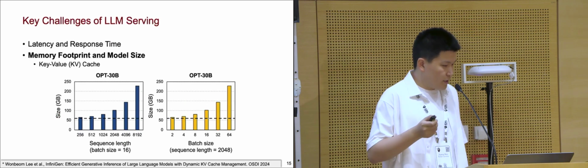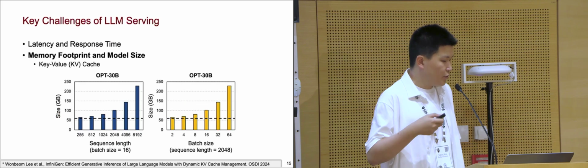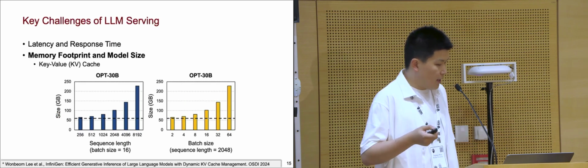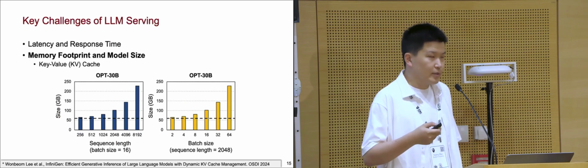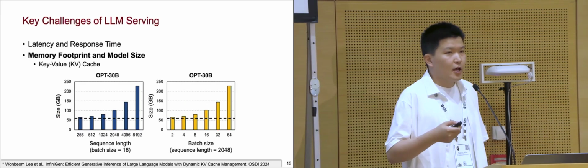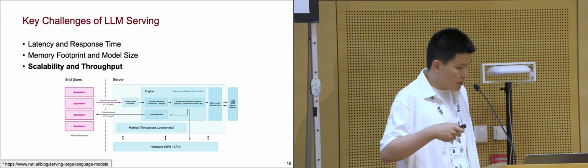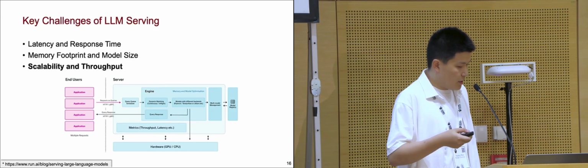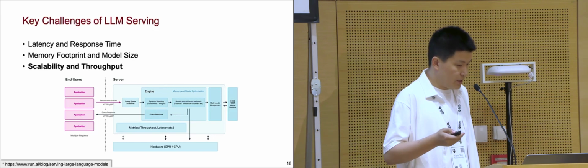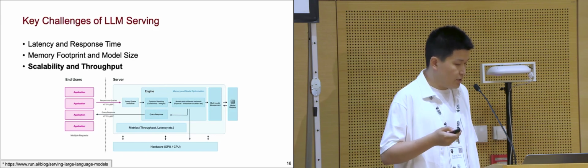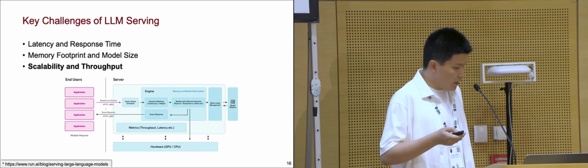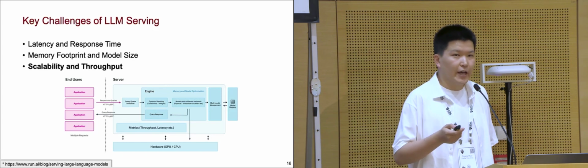The second part of the key challenge is memory footprint and the model size. We all know that large models with billions of parameters may require a collection of GPUs to serve them. For example, for the 175 billion GPT-3 model in high precision, we need at least 10 A100 GPUs.